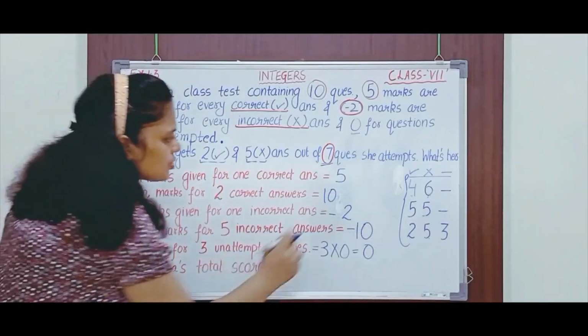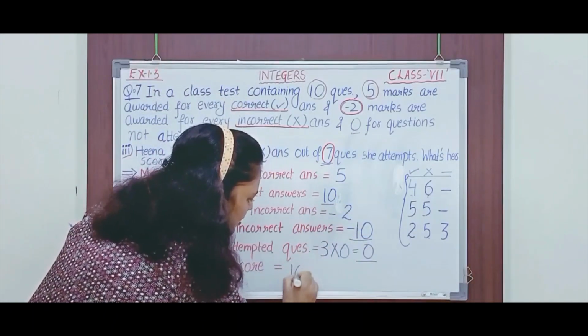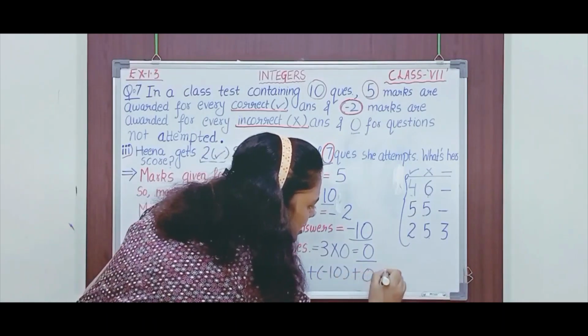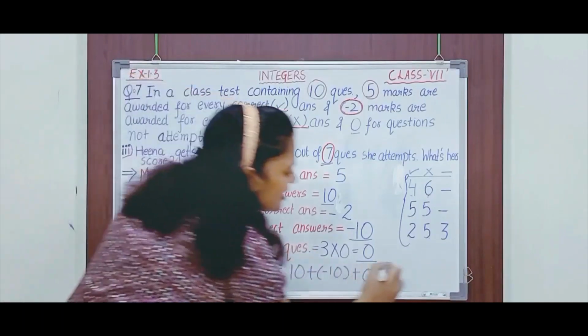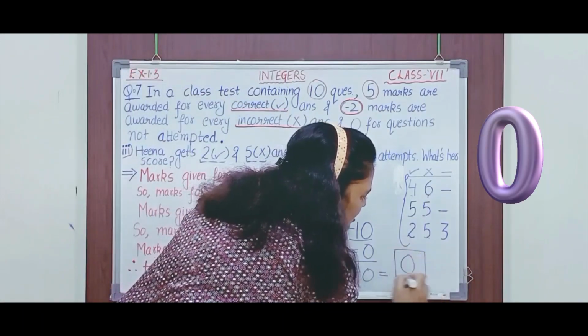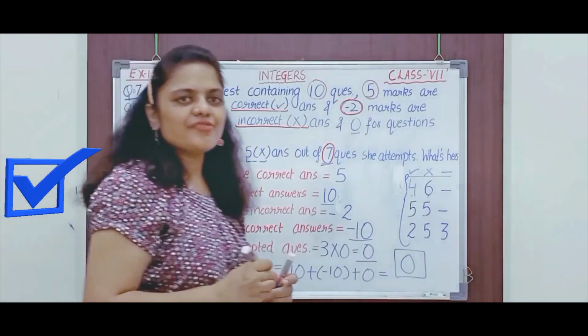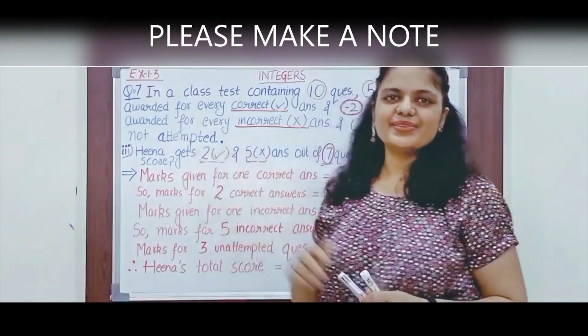So what will be the total score? It would be 10 plus minus 10 plus 0. 0 doesn't make a difference. Plus minus is always minus. So 10 minus 10 is 0. So 0 marks is the total score for Hina. So this was all for your third part, and work hard and don't get 0. So please make a note of this.